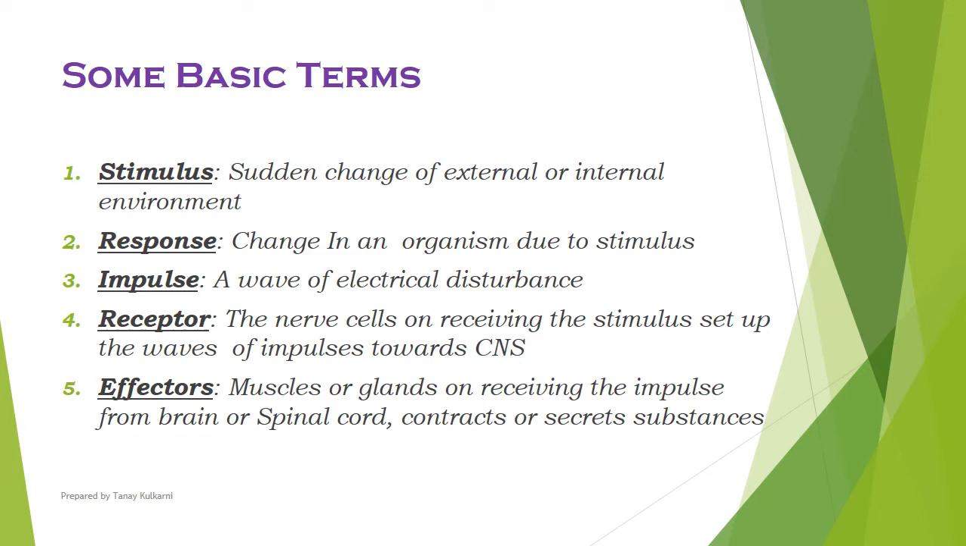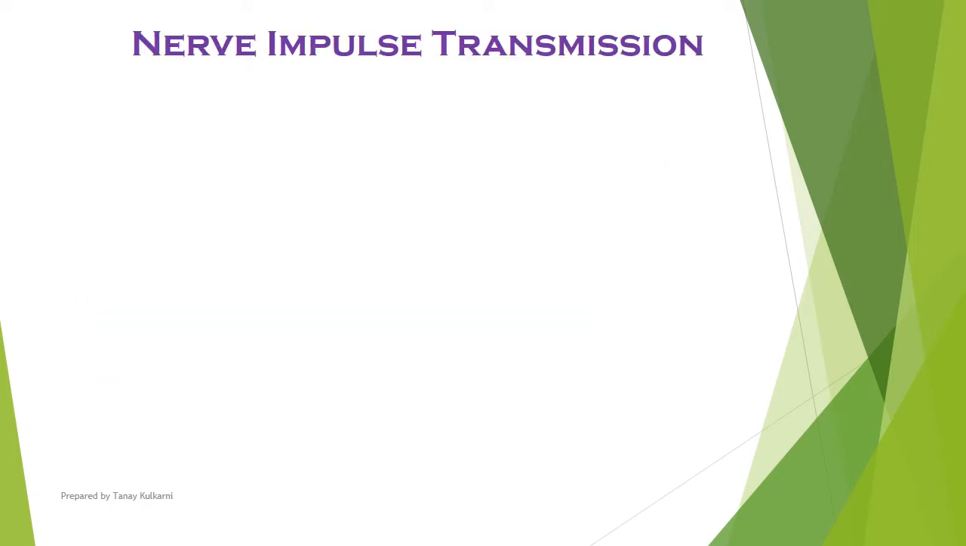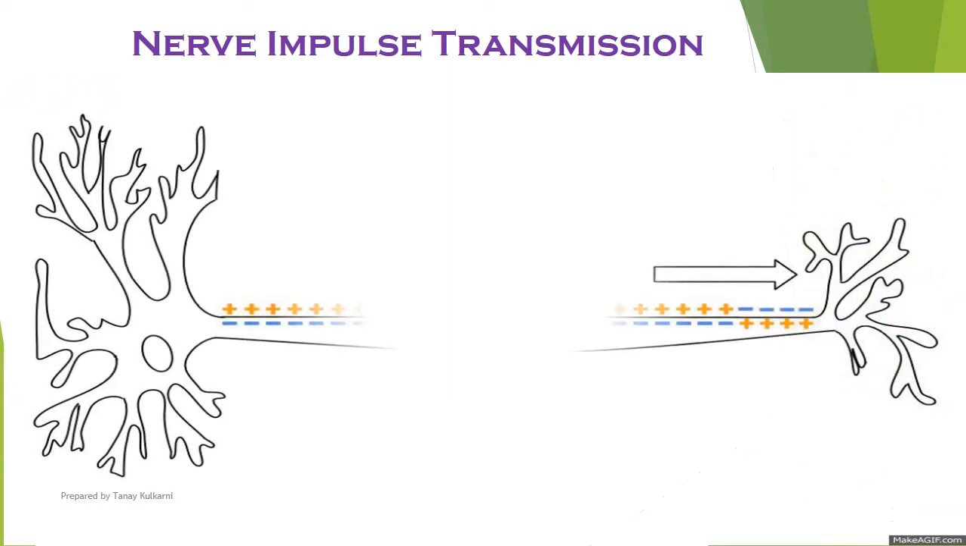All these terms are required for your section 1. A question may be asked, fill in the blanks, give, define or match the following. Now let's see how this impulse is transmitted across the neuron. Before going ahead, watch this GIF carefully.